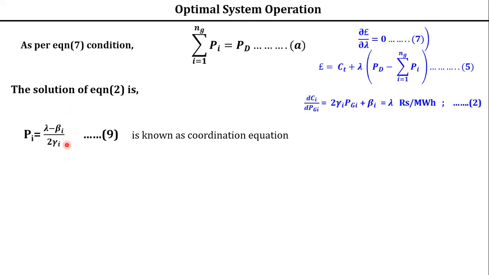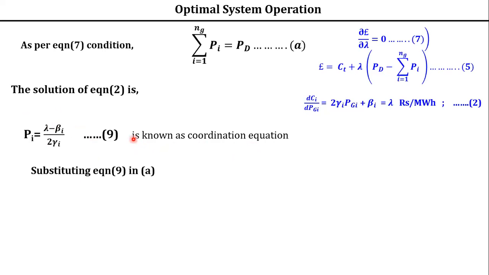Please remember this equation is very, very important in your economic operation execution in the PSS lab. Remember this one. From this one, the lambda value you have to assume. All are important, but some of the equations are very, very important, because without this one, you cannot run the package. Justification you have to give. In the package, you are giving the input and getting the output result, but you have to justify the results. For that purpose, please remember this equation. Clear? Hope you understood. This equation is called the coordination equation.